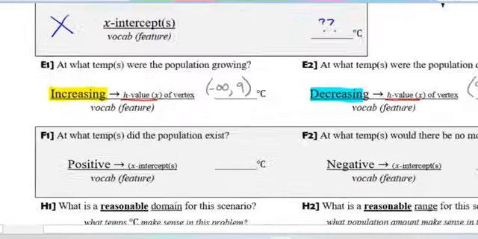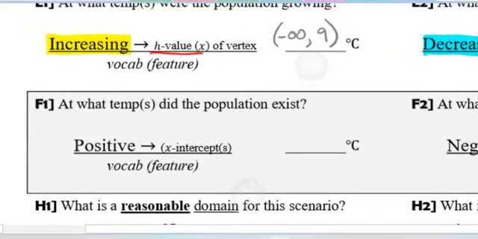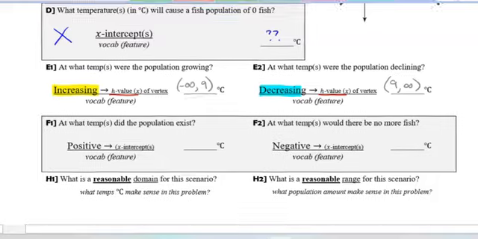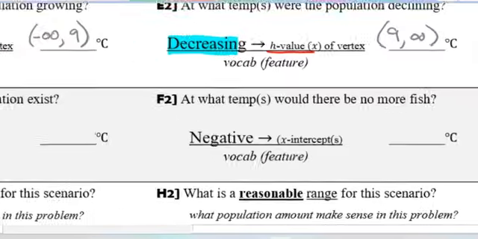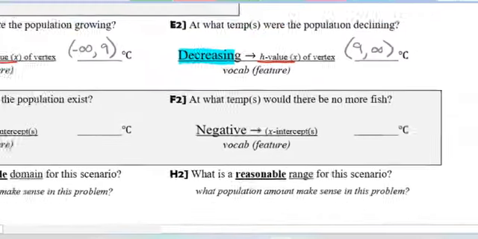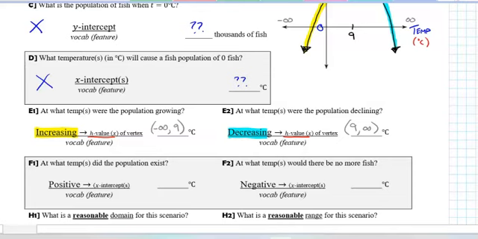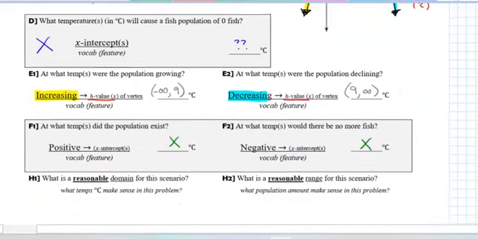But what about where the population exists or has a positive y-coordinate? This comes from our x-intercepts. Or what about temperatures that would provide no fish, or where the population would be negative? Once again, this relies on our x-intercepts, which we are unable to find, so therefore we are unable to determine positive and negative since we do not know the x-intercepts of our graph.